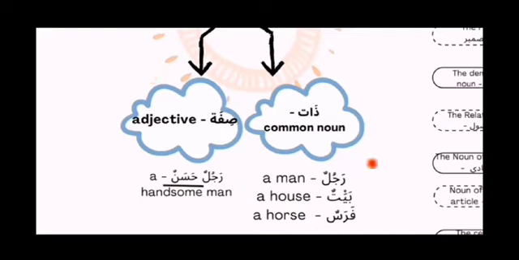Example, رجل, a man; بيت, a house; فرس, a horse. The common noun does not give you any idea of a specified person or a thing. Likewise, the adjective.